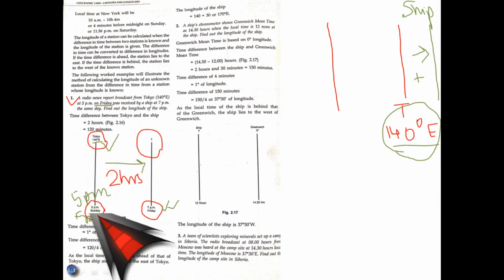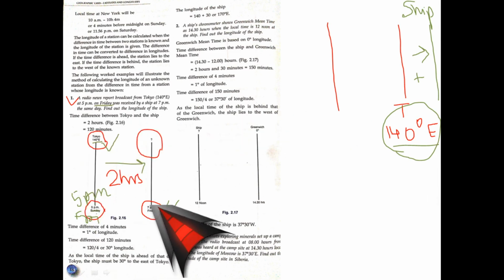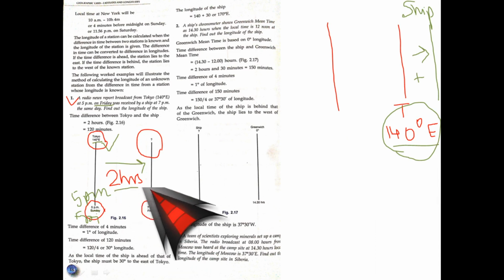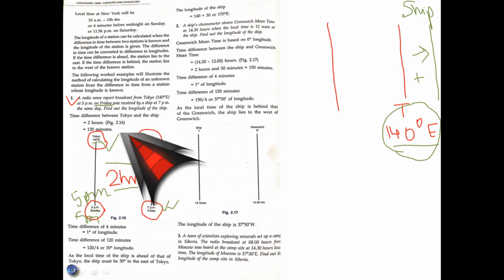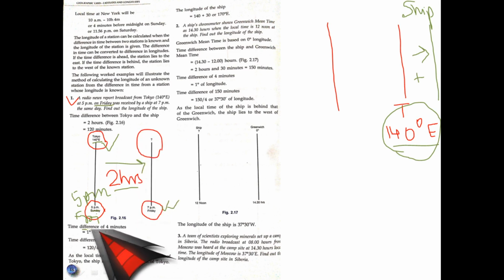As we know, one location received it at 5 p.m. and another location received it at 7 p.m. So the difference is 2 hours, which is 120 minutes.